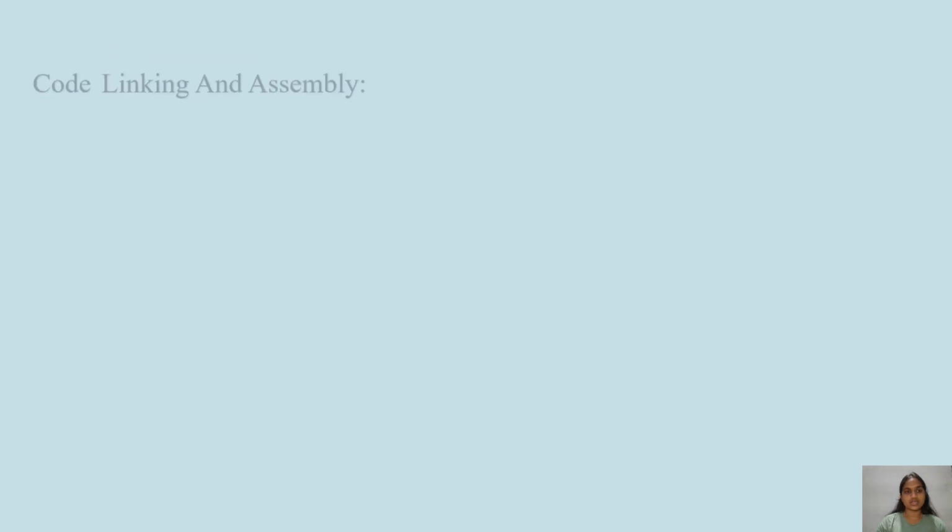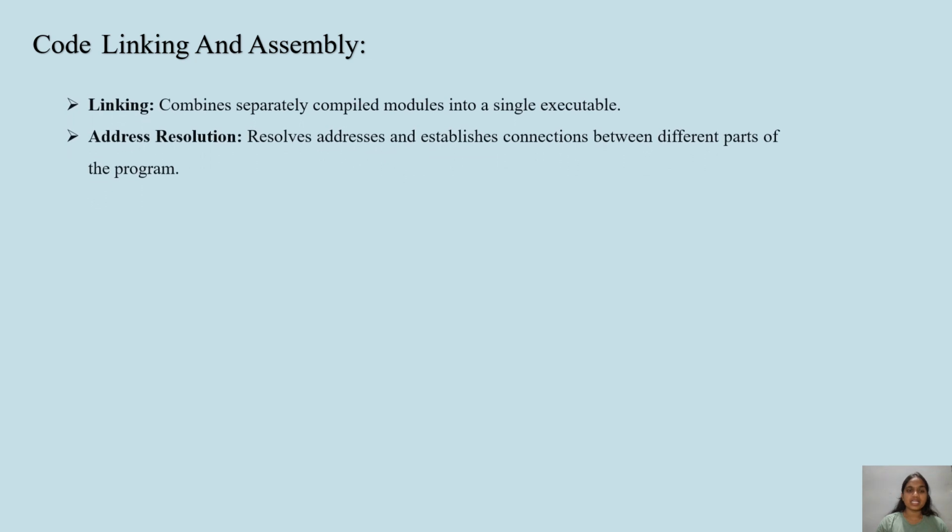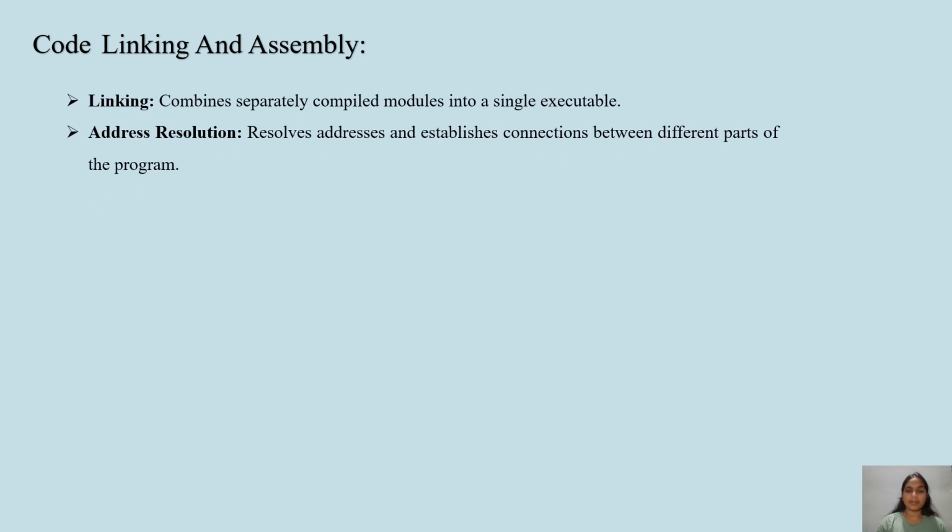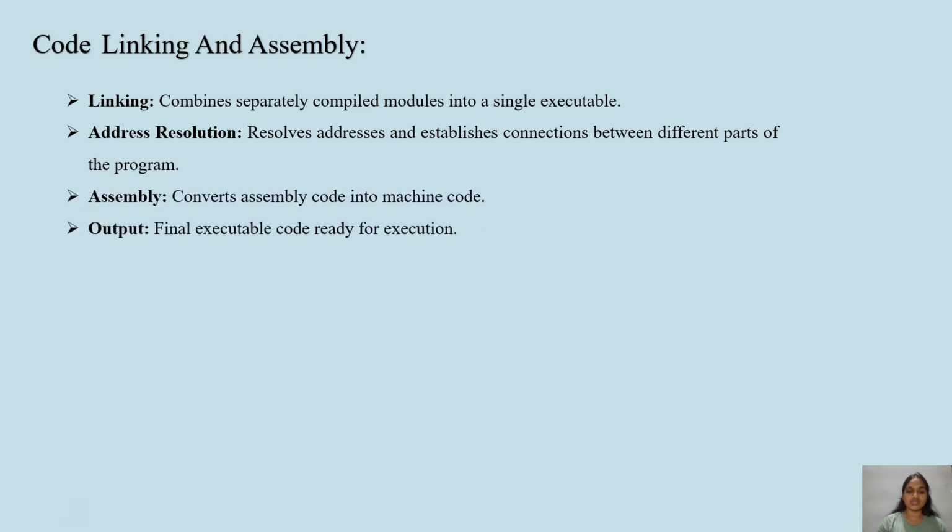The next one is code linking and assembly. Linking: it combines separately compiled modules into a single executable. The codes which are compiled in separate modules are combined into a single module. Address resolution: it resolves the addresses and establishes connections between different parts of the program. Assembly converts assembly code into machine code. Output: final executable code ready for execution. The output of code linking and assembly prepares the final code for execution.